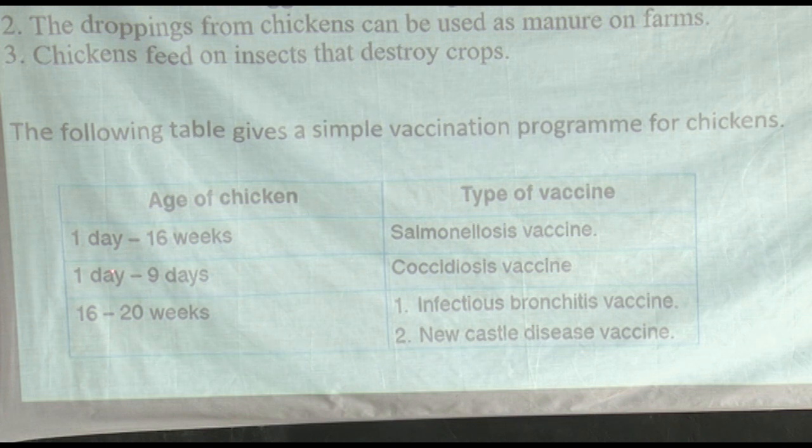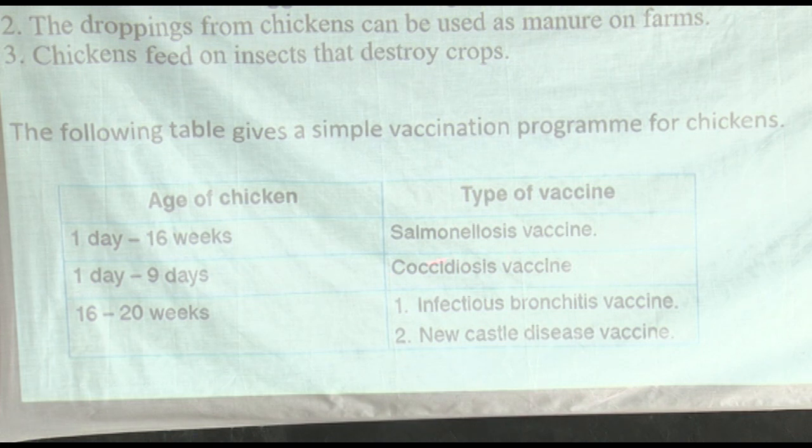Then we can move on to the next, 1 day to nine days. You can vaccinate your birds with the coccidiosis vaccine. These help the birds to get immunity against coccidiosis. Remember, coccidiosis is very common in birds. This is a parasitic disease. It's spread by parasites, so it's very common in birds.